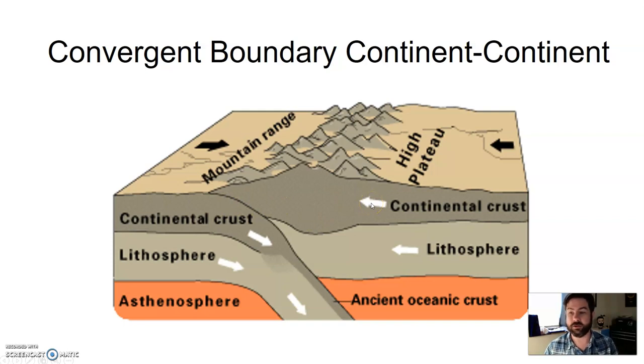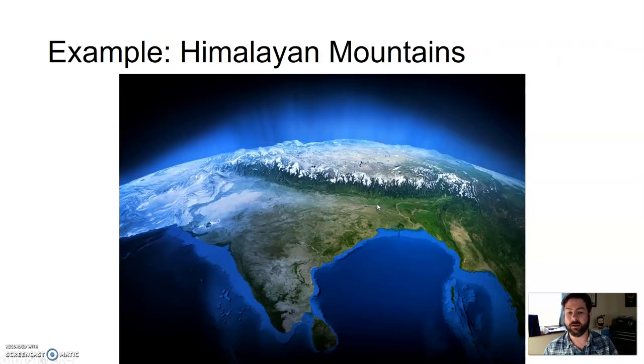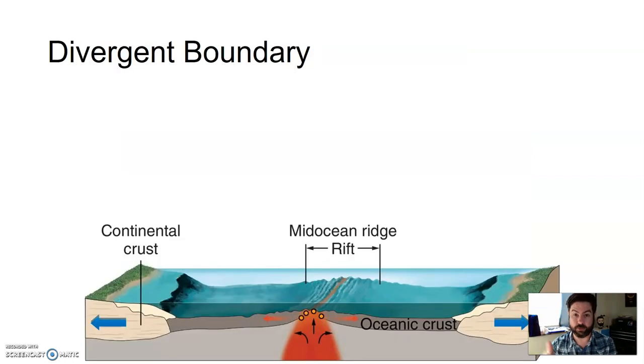Earthquakes are common, also large mountain ranges are common, and that's very typical of the Himalayan mountain range. You have the Indian plate crashing into the Eurasian plate here, and you can see that uplift being created, the Himalayan mountains, of which Mount Everest is a part. So those are convergent boundaries. Earthquakes common, volcanoes common for the most part.